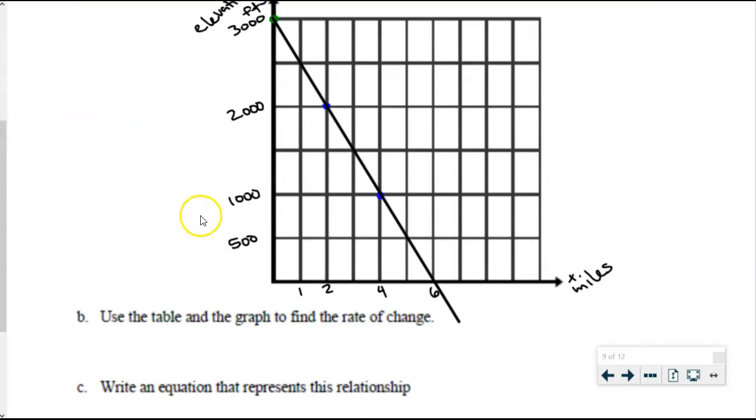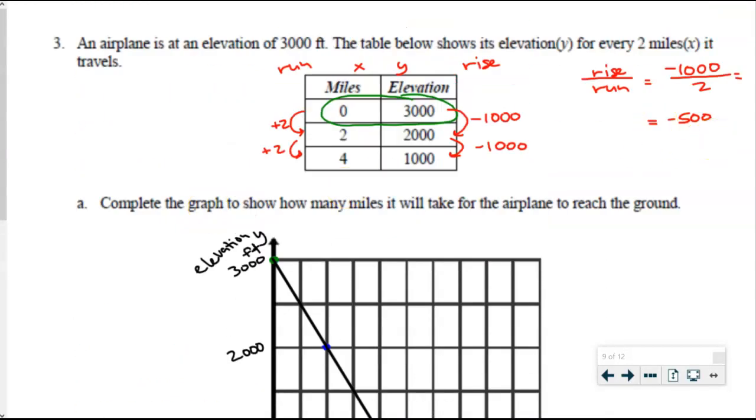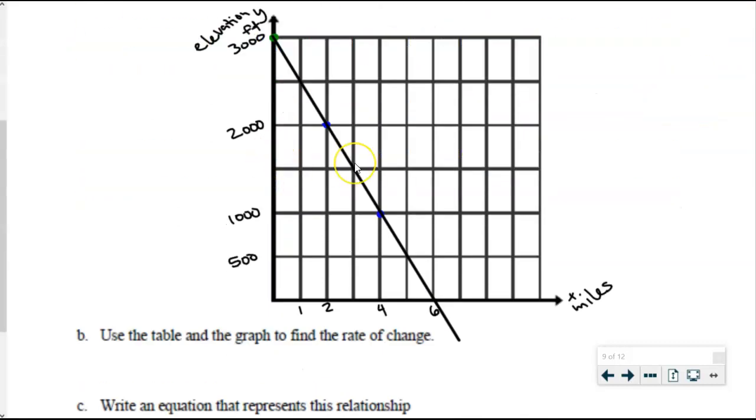Use the table and the graph to find the rate of change. I've already done that. I found that rise and that run. The rate of change, the change in the y values, and the change in the x values. But can I see that same information in the table or in the graph? Let's measure that slope. How much am I going down?